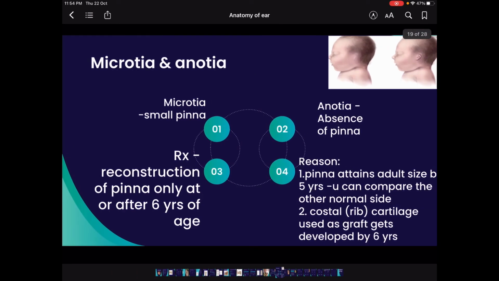The next topic is microtia and anotia. Microtia is generally defined as a small pinna, whereas anotia is the complete absence of the pinna. The main treatment is reconstruction of the pinna, which is done only at or after the age of 6 years, because the pinna attains the adult size only after 5 years, so that you can compare the normal side with the abnormal side. And the second thing is that the costal cartilage which is used as a graft gets developed by 6 years.